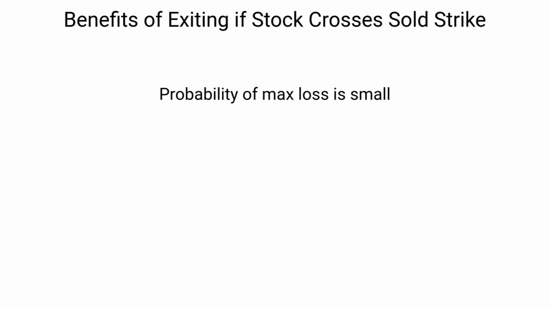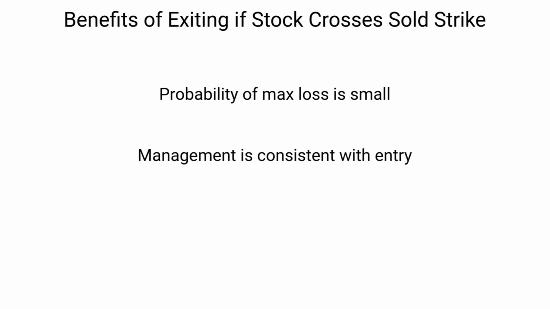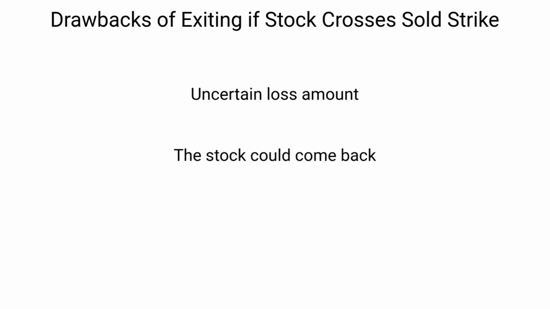Second, you're following your original analysis of the stock you are trading, and you're allowing yourself to admit that the trade is a loser. This enables you to free up capital from a losing position and again redeploy it elsewhere. There are a couple of downsides to this approach. First, you don't know exactly how much you'll be losing if the stock crosses your sold strike. There are way too many variables in option pricing to accurately forecast that. The second is that, of course, there might be a chance that the stock could come back.